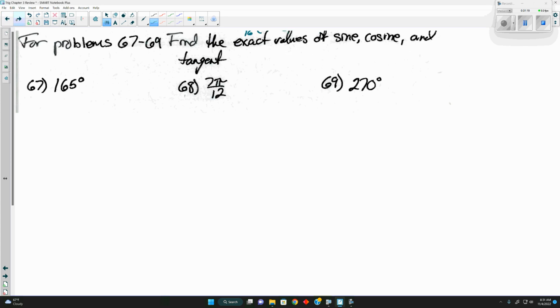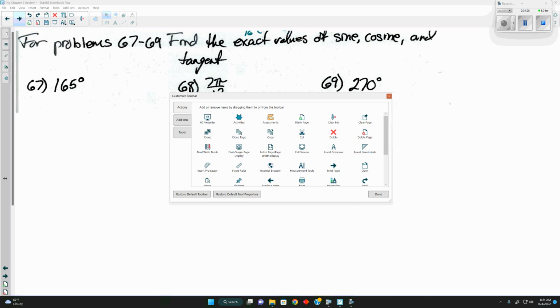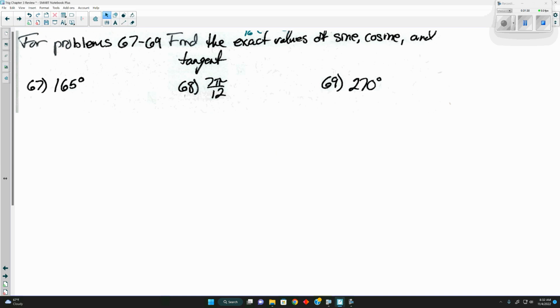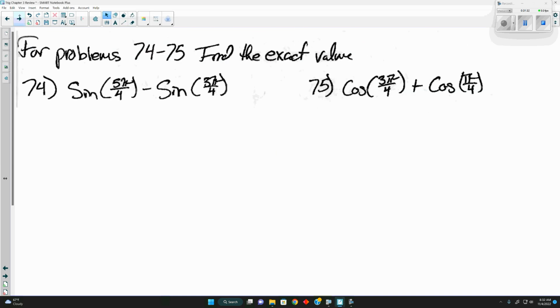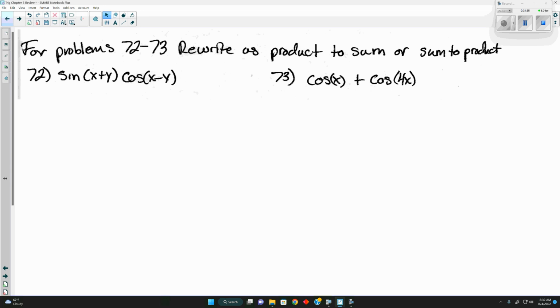Yeah, 64. 65, I realized 65 and 66 I didn't even put on here. 67, 68, so none of these are on the test. Neither one of those. 72, 73, these are on the test. Rewrite as a product to sum.